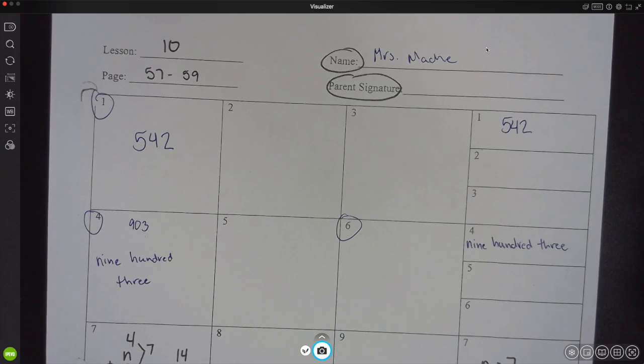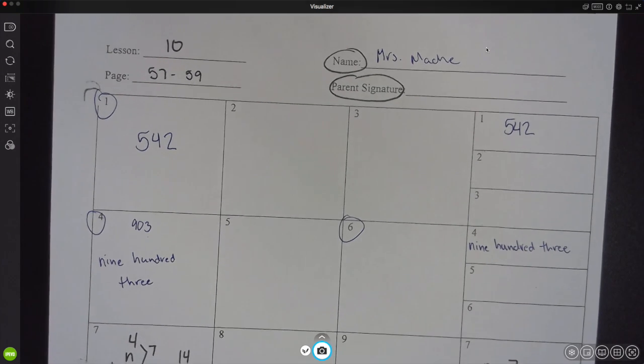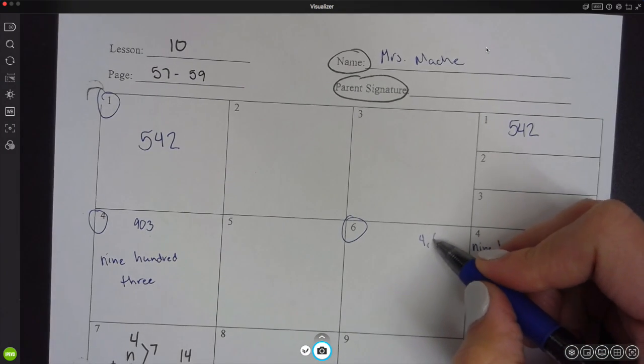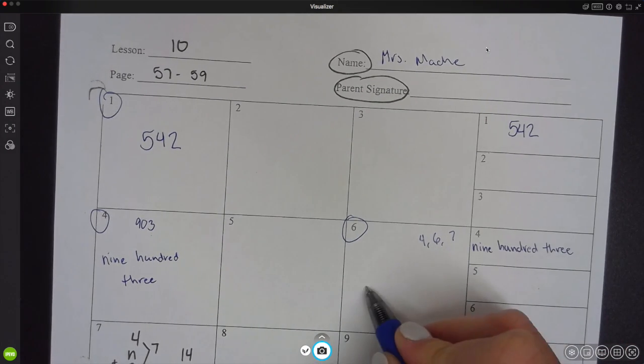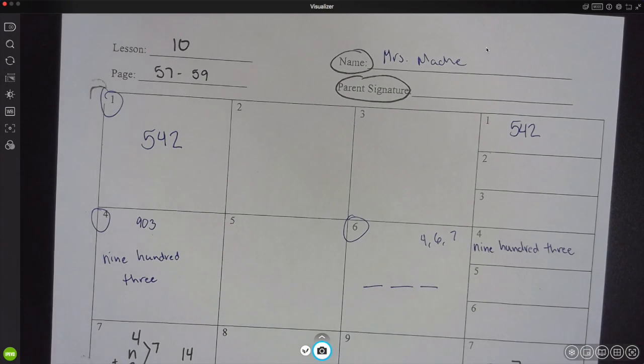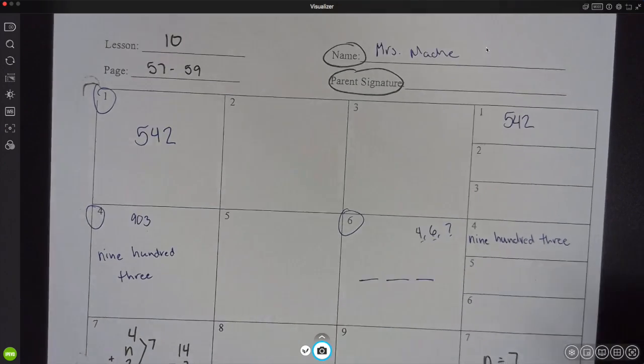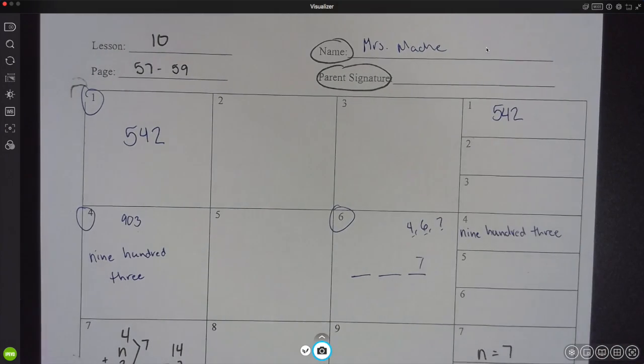Moving on to number 6. Which 3-digit odd number greater than 600 has the digits of 4, 6, and 7? So the number has to be odd. So which digit do we need at the end? We need a 7 at the end because that's the only odd number.